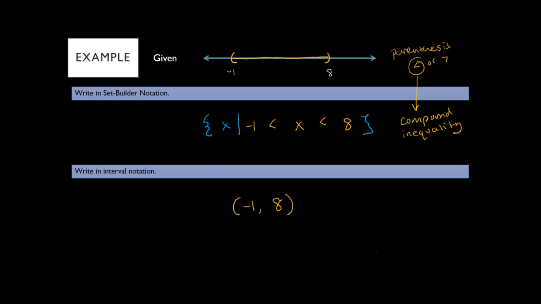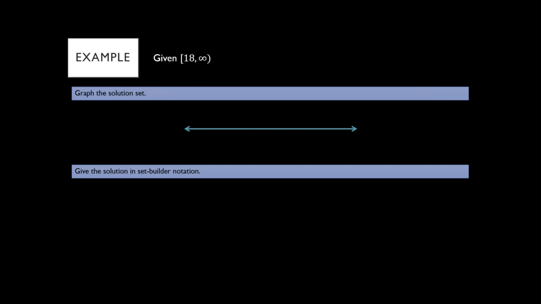Okay, so let's now do something a little different, because you need to be able to go between all of these different forms. We've looked at given SetBuilder notation, find the other two, and given a graph, find the other two. Now we're given interval notation. Then we're going to graph it and put it in SetBuilder notation.